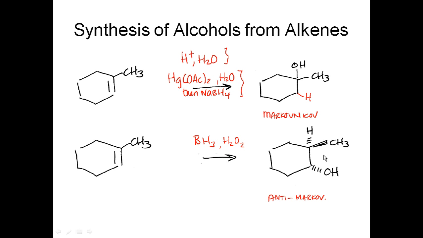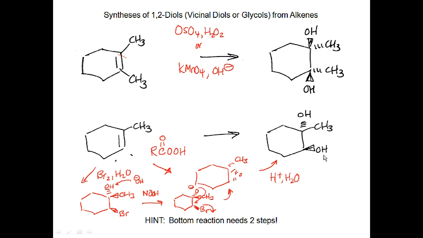Alkenes, we can convert to alcohols by either adding H plus H2O, or mercuration, demercuration, if we want to do Markovnikov HOH addition, or hydroboration oxidation if we want to add anti-Markovnikov and make the anti-Markovnikov alcohol from the alkene. We have to remember how to make diols. If we're going to learn to synthesize alcohols, this is what we know.